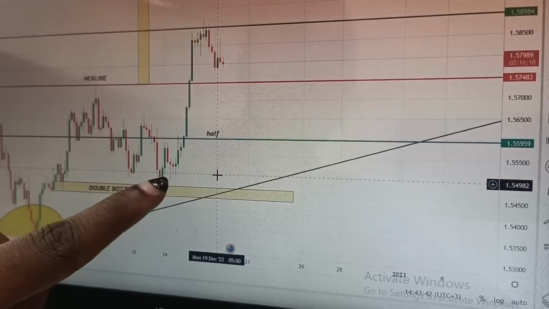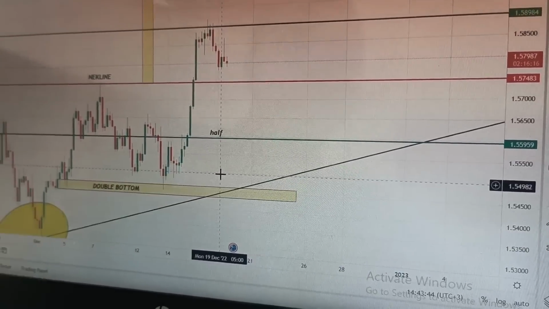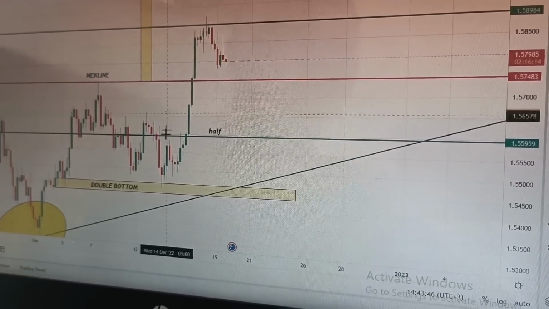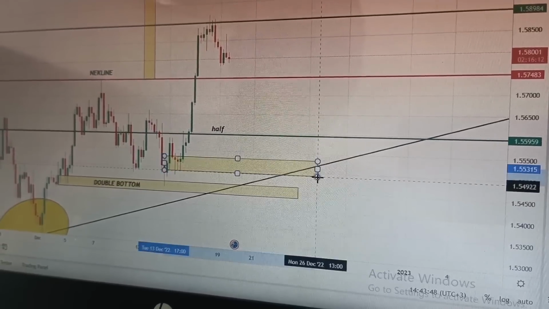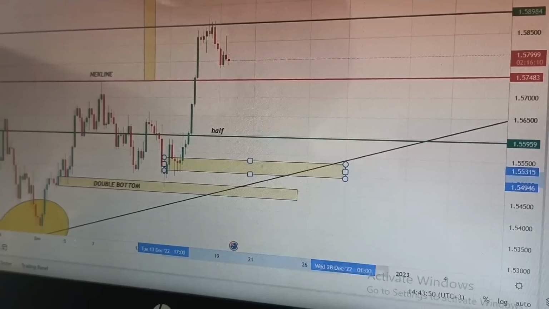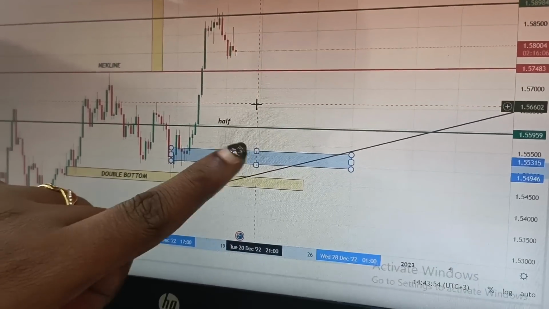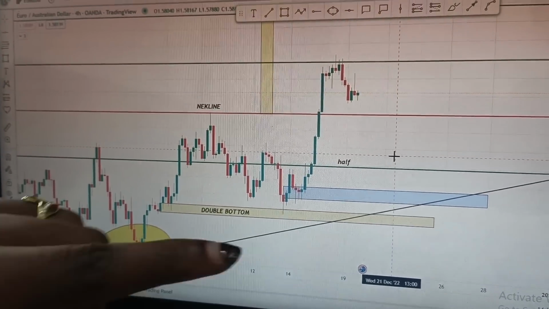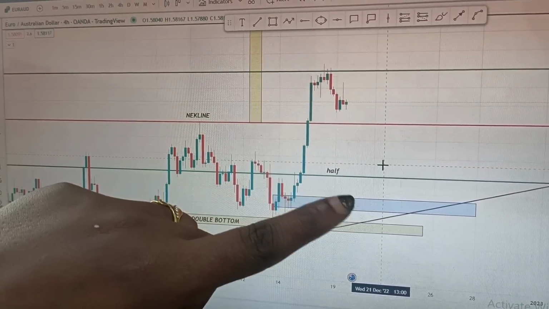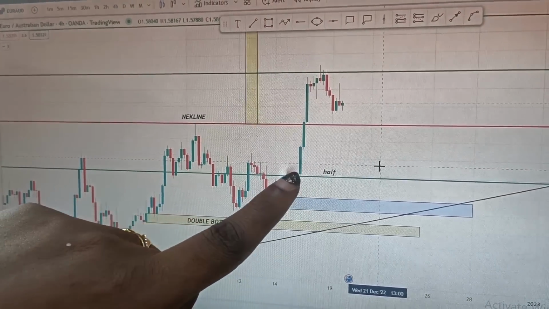So you can identify your block. This is my small block here. You can identify your small block like that. For the small block, I can use a different color like purple or blue. So this is my order block. So the market might drop all the way, and either come back to this half.